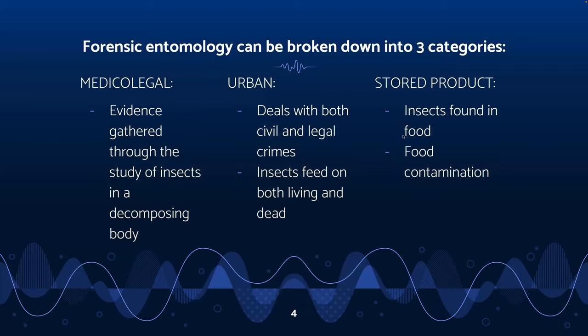All right, so forensic entomology can be broken down into three categories. Today we're going to be mostly focusing on medico-legal. So basically that is evidence gathered through the study of insects in a decomposing body. So when something dies, this is basically using the insects to find things about the dead body.